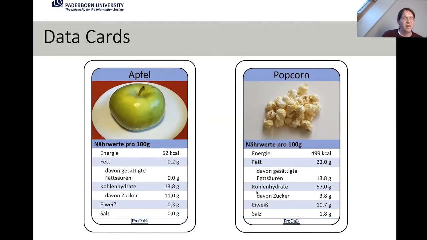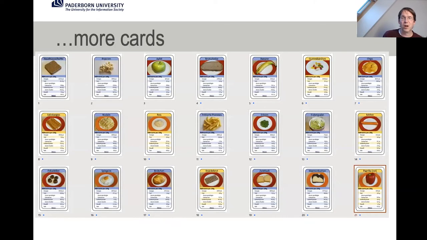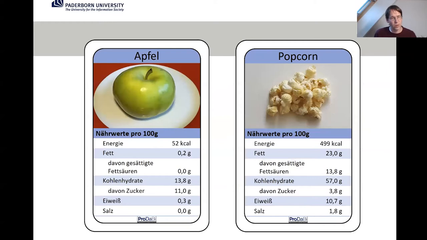And here you can see the important aspects. Like how much energy, how much fat, and I think this is called saturated fatty acid, carbohydrates, and thereof sugar, and protein, and salt is included. And we have here several of these cards, and then you can take a look at the individual cards and think about, okay, I think an apple is advisable, and label it as that's good, green. Or popcorn, maybe you shouldn't eat that too much.